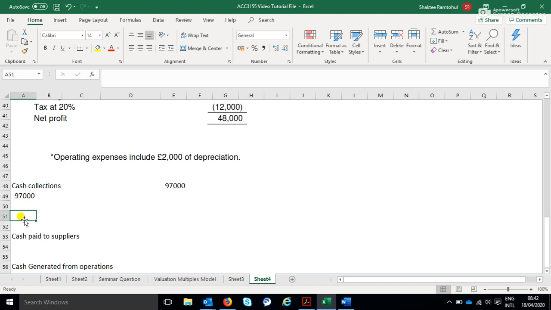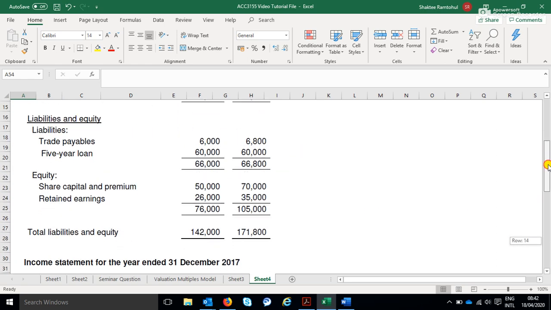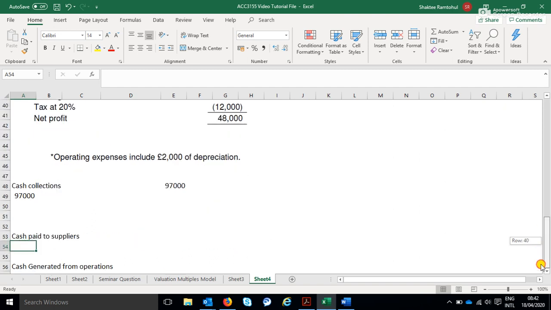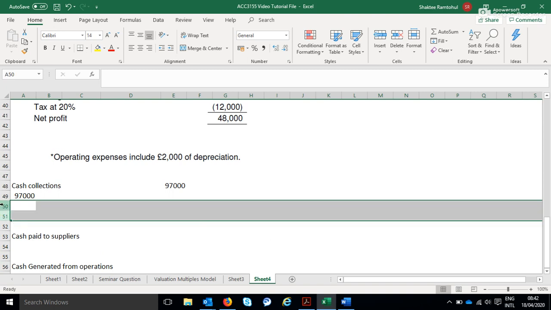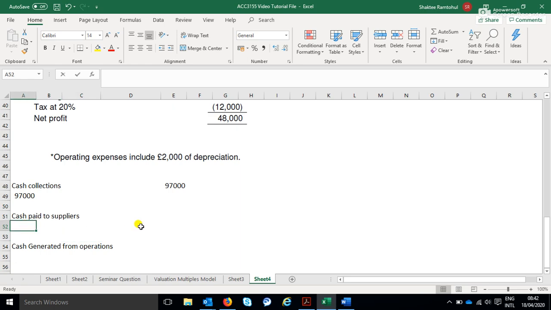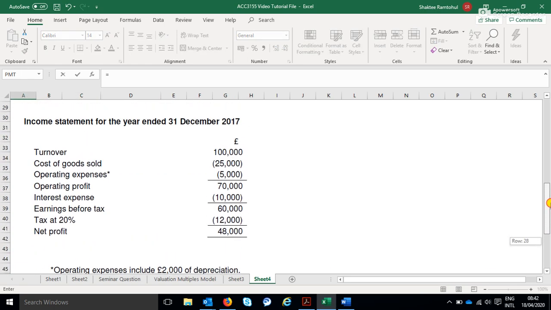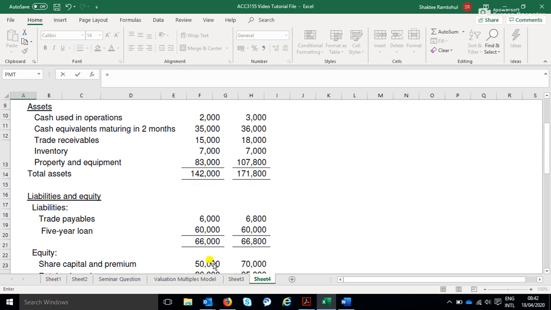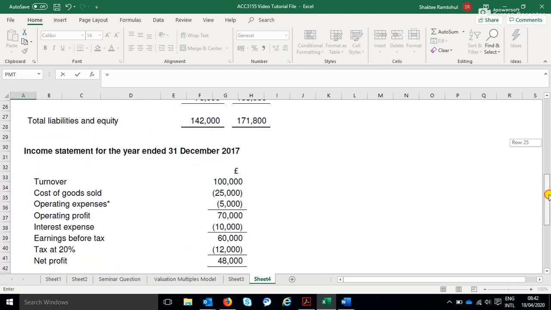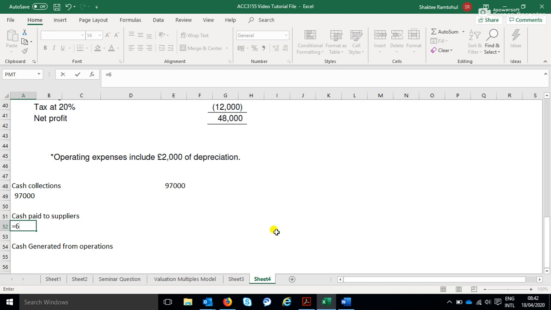Let's look at cash paid to suppliers. Now, when we talk about suppliers here in a business, and we're looking at the operations, well, one is buying and selling of goods, but then we are also paying for our operating expenses. So similar to what we did for collections, let's look at cash paid to suppliers. We started off and we owed at the start of the year, if we look at the trade payables figure, 6,000. So we started off with 6,000.